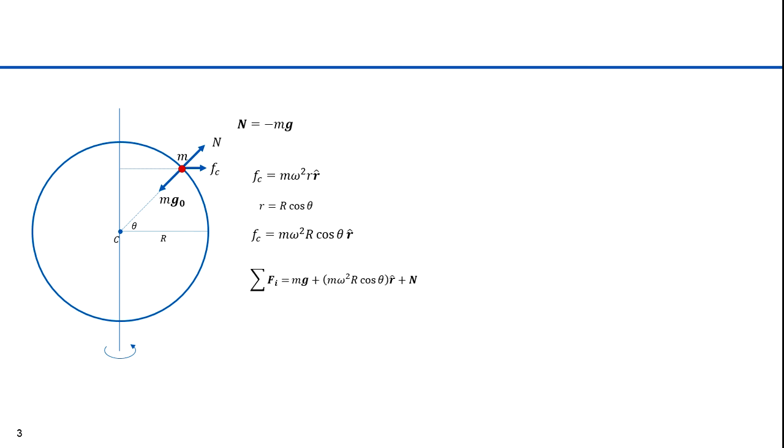vector r. The sum of the forces is thus mg plus m omega squared R cosine theta times the unit vector r plus n. It's slightly changed from n as a result of the centrifugal force. Because the mass is not moving, the sum of the forces is zero. We can express this as n equals mg plus m omega squared R cosine theta. We can then substitute mg for n.